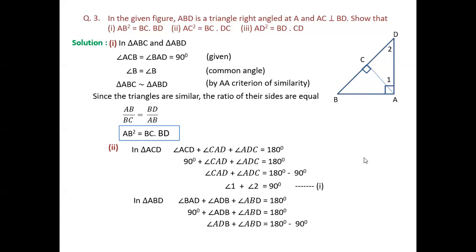So that means ADB is this second angle and ABD is this B angle. I'll number this also, number it as 3. So now angle 2 plus angle 3 is 90. Let us call it the second equation. So this is also 90, and this is also 90. So that means angle 1 plus 2 must be equal to 2 plus 3.